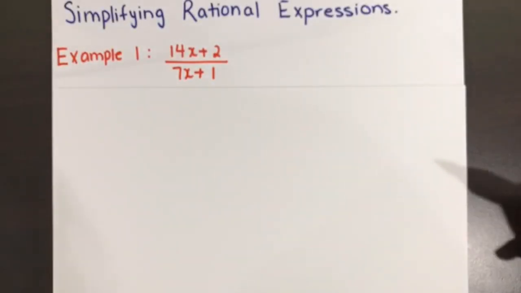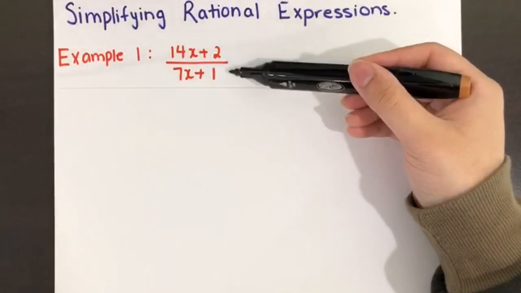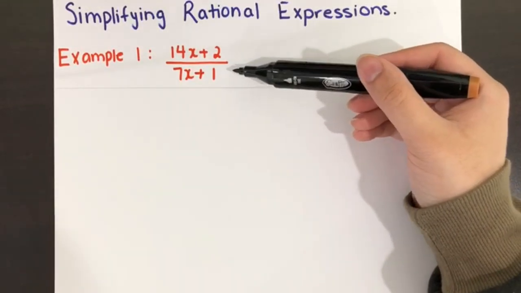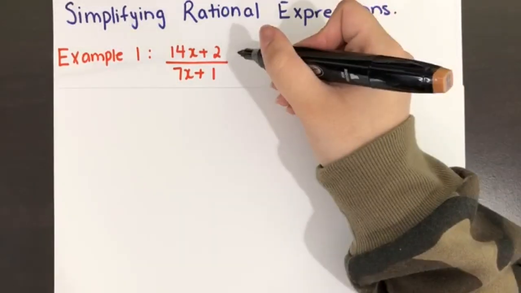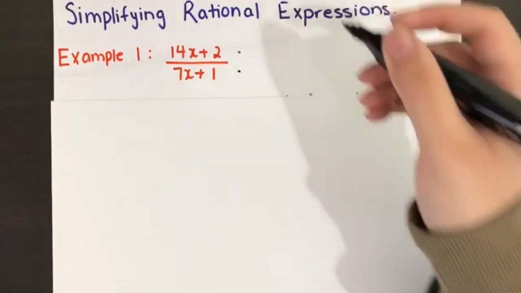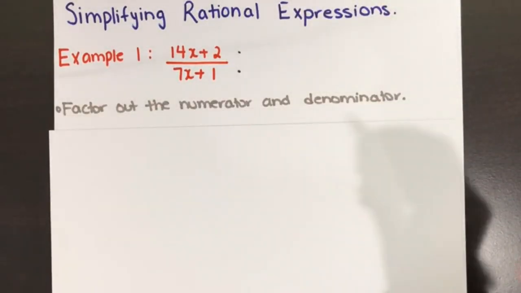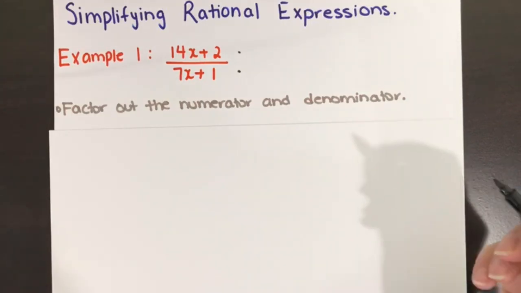Okay, let's look at the simple example. 14x plus 2 over 7x plus 1. So when we're asked to simplify rational expressions, you have to consider your numerator and your denominator. So the first step is to always factor out your numerator and your denominator.